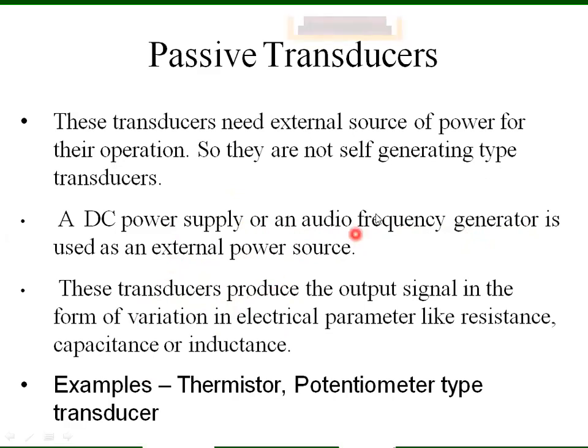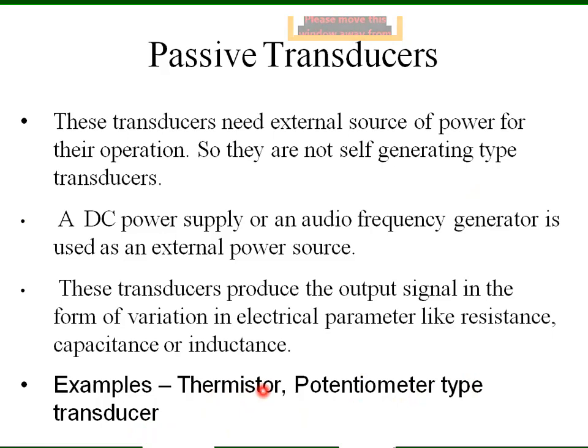These transducers produce the output signal in the form of variation in an electrical parameter like resistance, capacitance, or inductance. Examples are thermistor and potentiometer type transducer. A number of transducers come under the passive transducer. In the thermistor, a DC voltage is applied to this device, and if the temperature changes, then this change appears in the form of resistance.